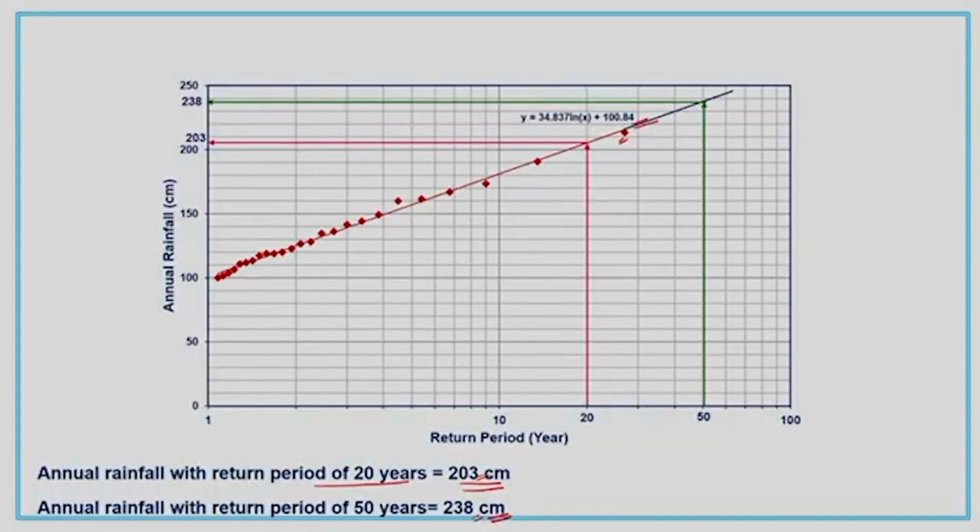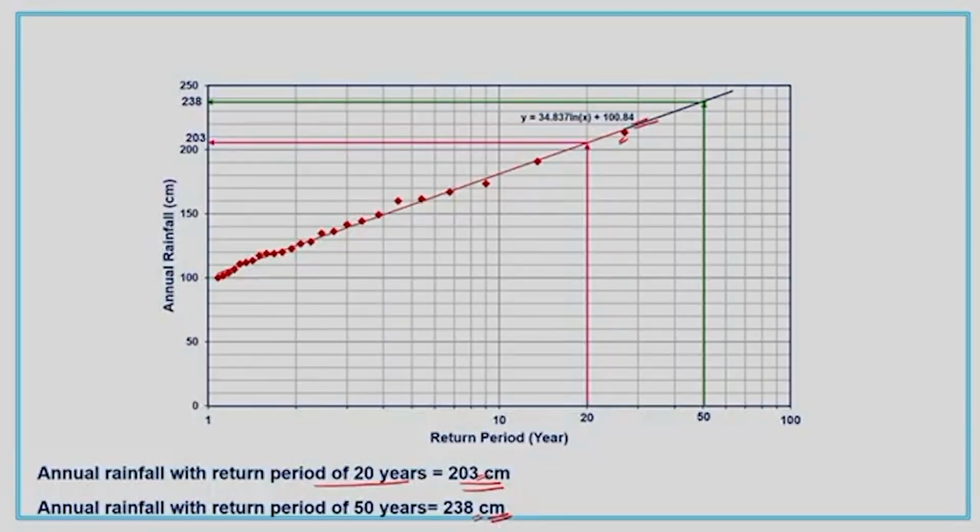That is, severe events will be occurring less frequently. 238 is a higher value compared to 203 centimeters. So, if we are keeping a threshold of 225, that threshold value is lower than the value of annual rainfall data corresponding to a return period of 50 years. Corresponding to a return period of 50 years, our annual rainfall data is 238. So, the extreme events will be occurring less frequently.